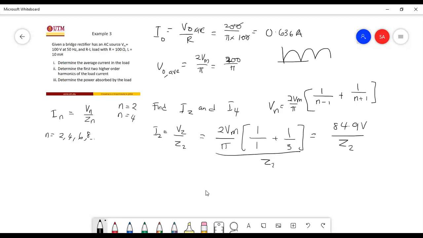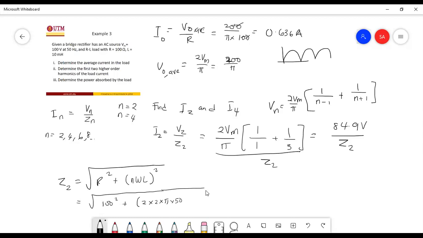So this one is Z2. What is your Z2? Z2 is actually the square root of R square plus n omega L square. R is a constant value, so your R is maintained as 100 square plus n is 2, multiply with 2, multiply with pi, multiply with the supply frequency, which is 50, multiply with the value of the inductor, which is 10 millihenry, and then square.